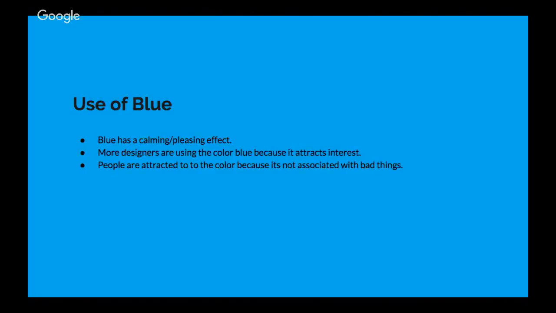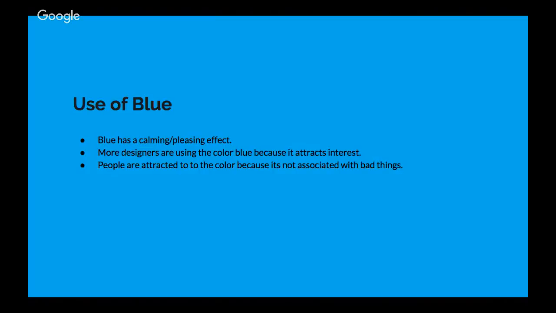Then next is the use of blue. Graphic designers are finding that the color blue has a calming, pleasing effect on people. The trend is now leaning heavily toward using the color blue, as it is being shown to attract greater interest in the observer.